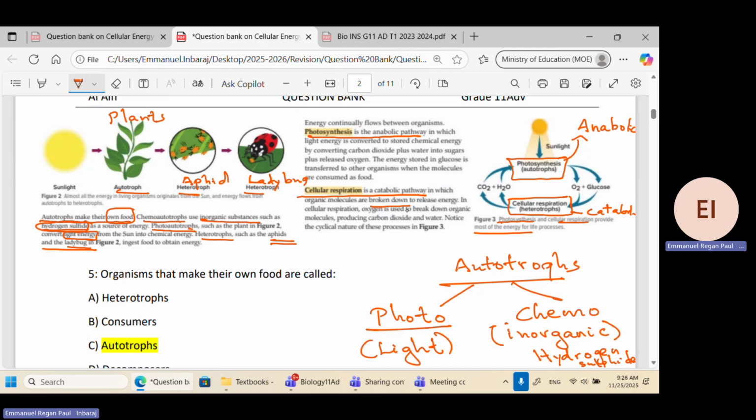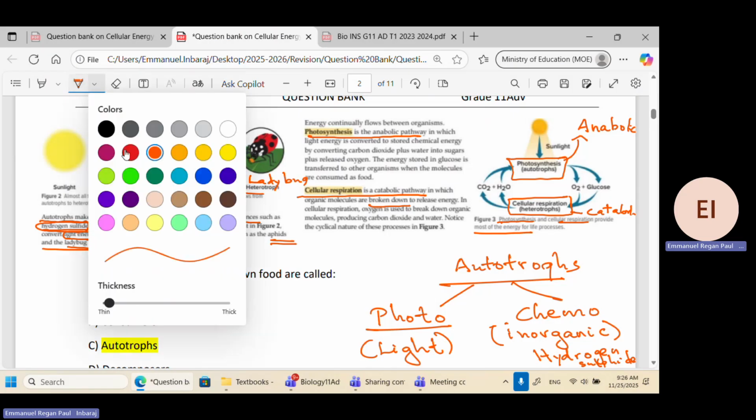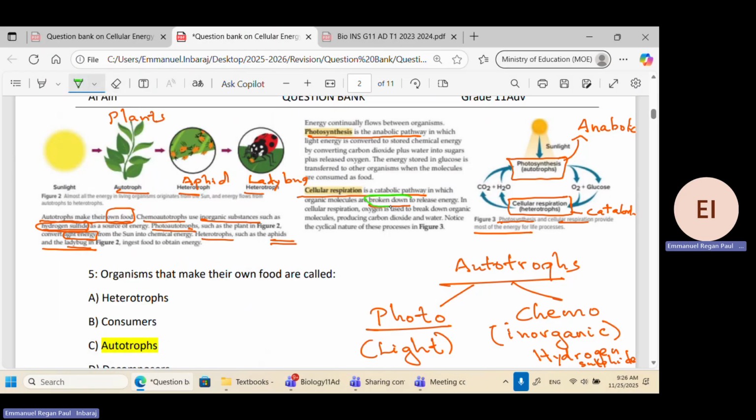See, catabolic means broken down. Cellular respiration is a catabolic pathway, in which the organic molecules are broken down. So if you have a bigger molecule and it is broken down into pieces, then this is called a catabolic reaction. Example, cellular respiration.